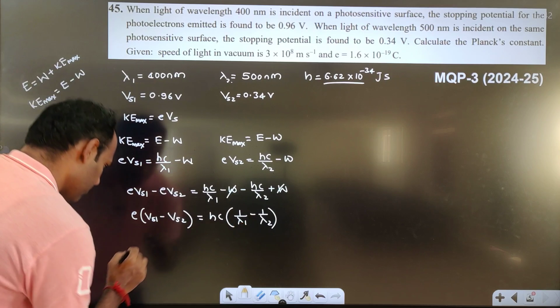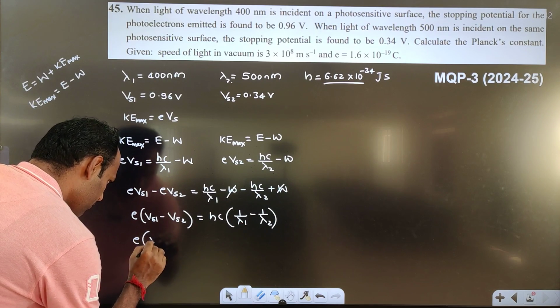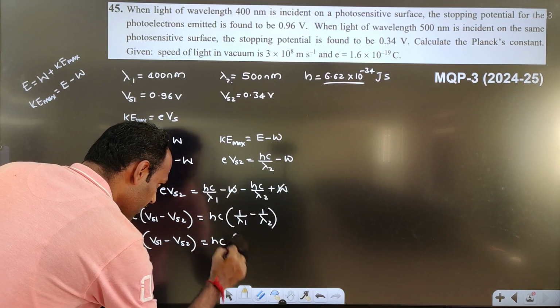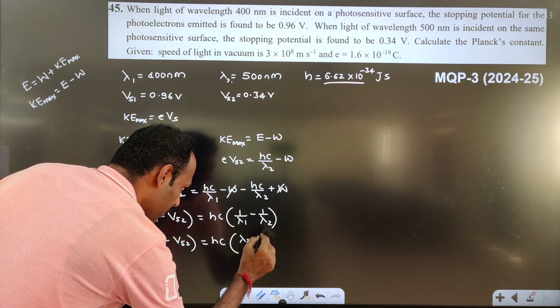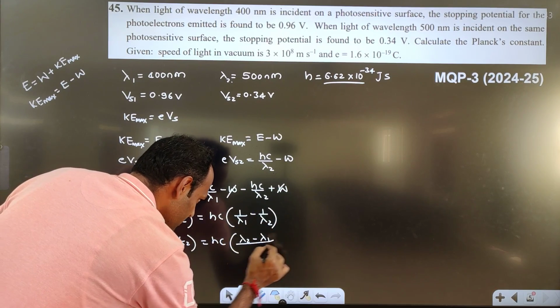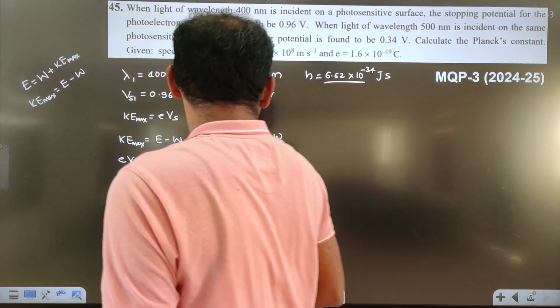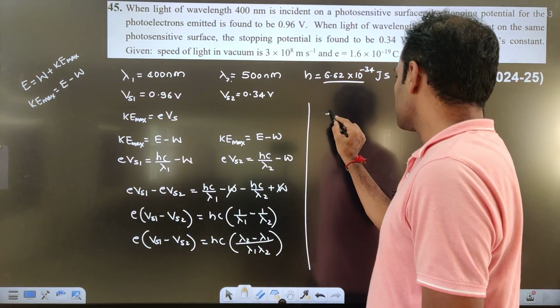Okay, here we will simplify one more step. E into Vs1 minus Vs2 is equal to hc. Here it will be lambda 2 minus lambda 1. Cross multiply maadkori. Lambda 2 minus lambda 1 divided by lambda 1 into lambda 2. Okay, now go on substituting the values.